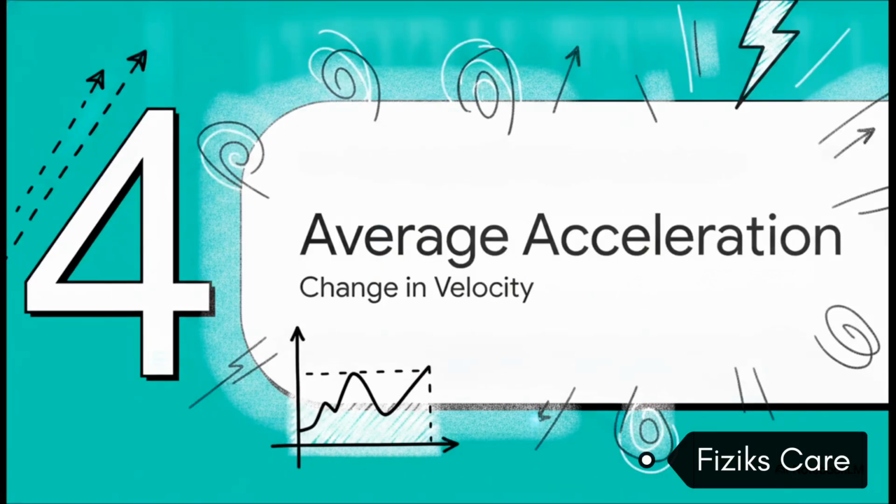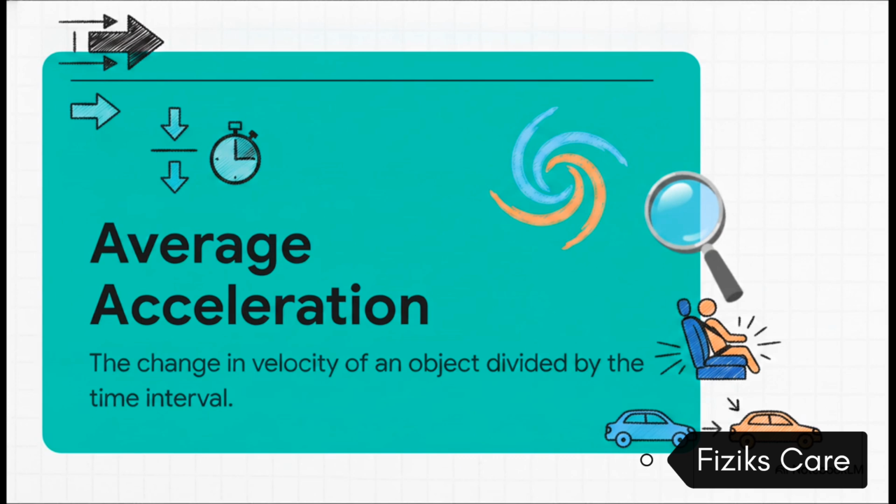Section 4. Calculating average acceleration. Okay, let's dive into what happens when that nice, steady velocity suddenly shifts. Average acceleration is the change in the velocity of an object divided by the time interval over which that change actually happens. So acceleration isn't just about moving fast. It's specifically the rate of change in your velocity.